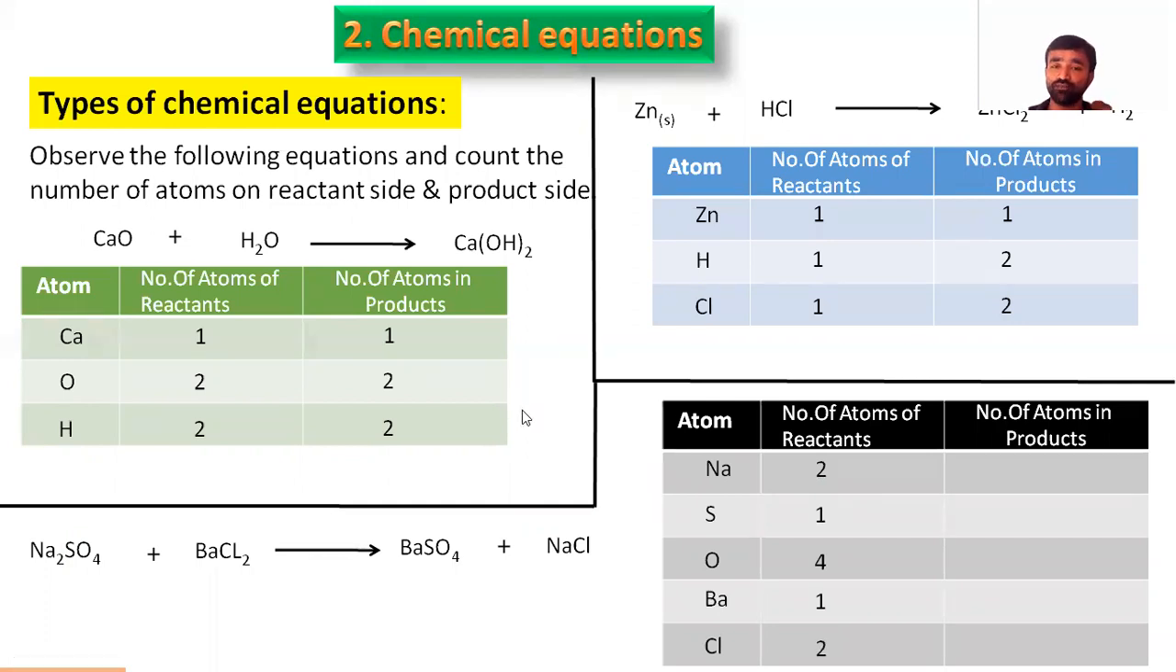Reactants completed. Product side now. Barium, sodium, in the order only I will come. Sodium, 1, sir. Then next sulfur, 1, sir. Oxygens, 4, sir. Sorry, barium, 1, sir. And chlorines, 1, sir. Right. So I have written equations for the 3 activities reactions.